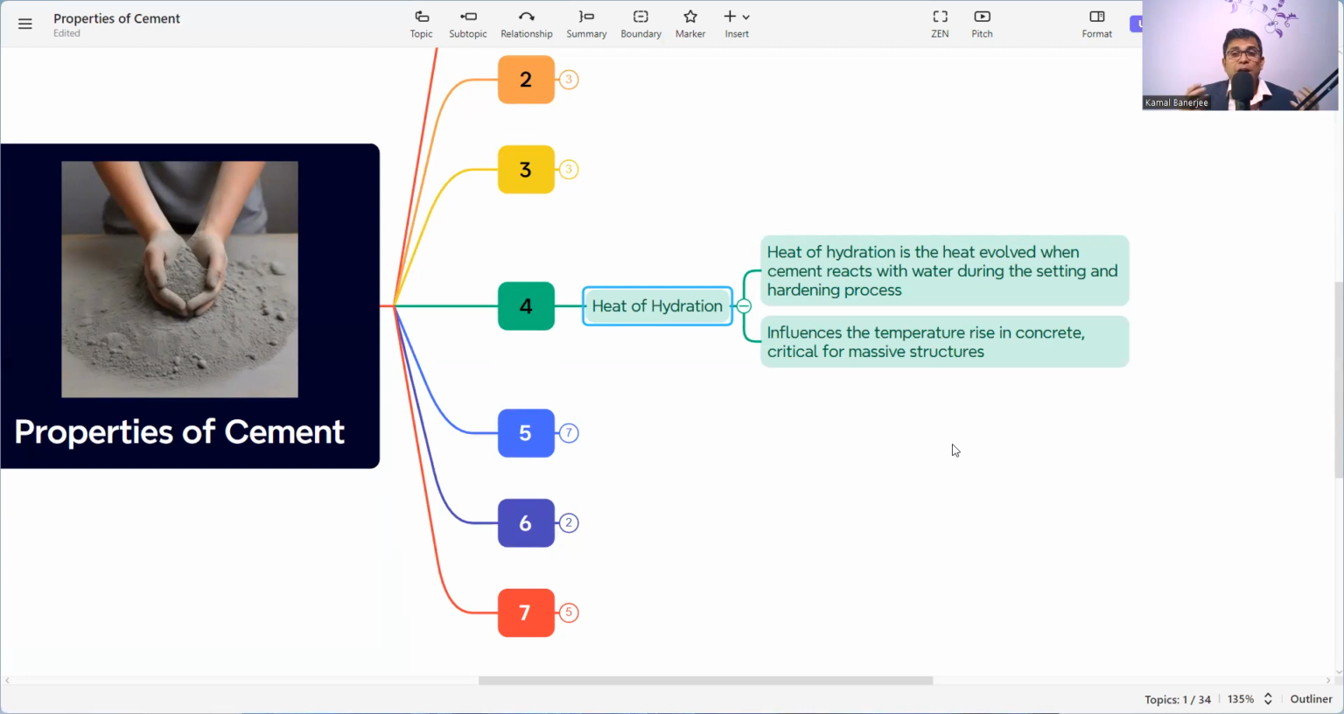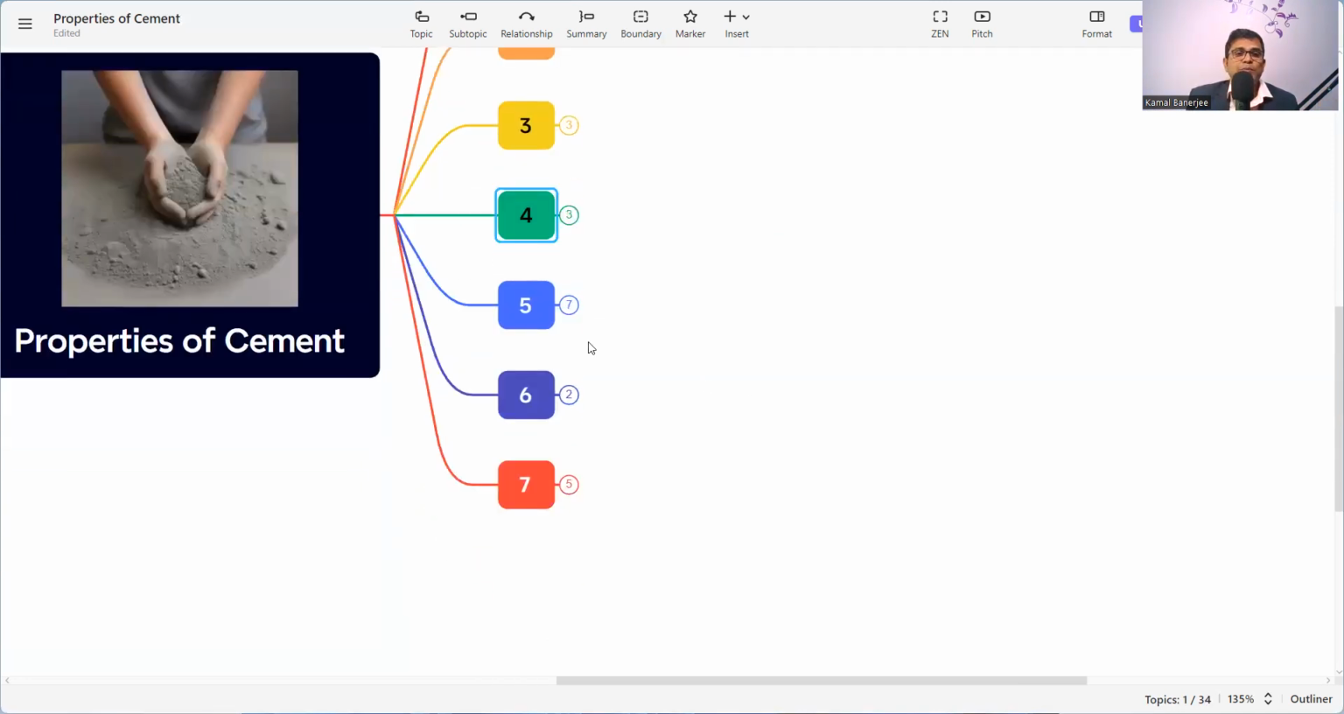If it is a massive mass concrete, where the depth of the concrete is more, then heat of hydration is always the critical factor. We need to understand and check the temperature in the core and on the surface, and accordingly plan the design mix and control the temperature at the site. That is why heat of hydration is a very important and crucial factor for cement properties.